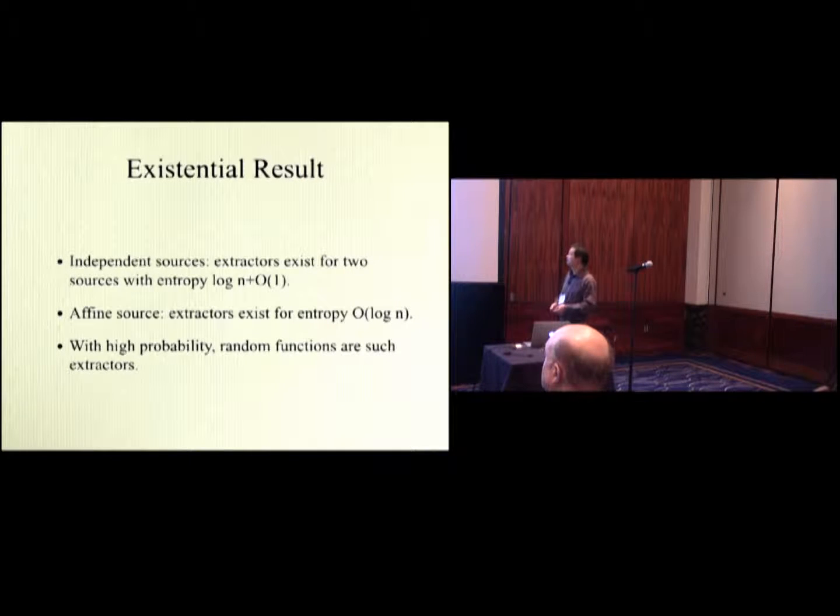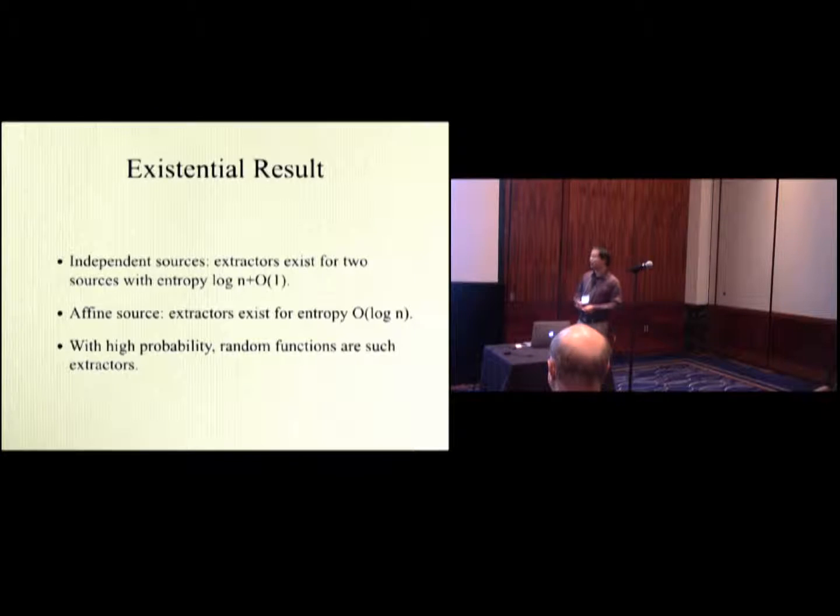Right. So when we talk about constructing these extractors, the first thing we want to know is how good the parameters can be. It's actually very easy to show by using the probabilistic method that very good independent source extractors and affine extractors exist. For example, in the independent source case, we can show that extractors exist for just two independent sources with very small entropy, like log n plus some constant. And in the affine case, we can show that extractors exist for entropy of order log n.